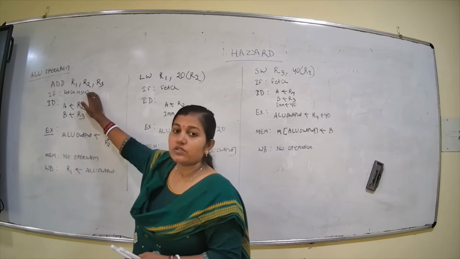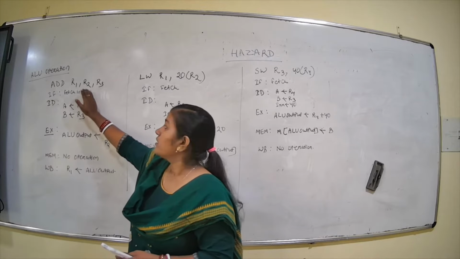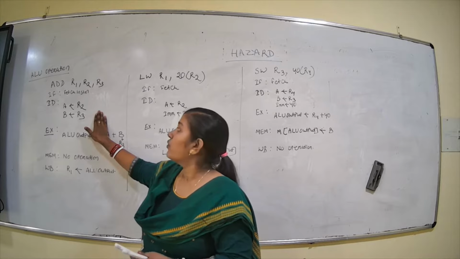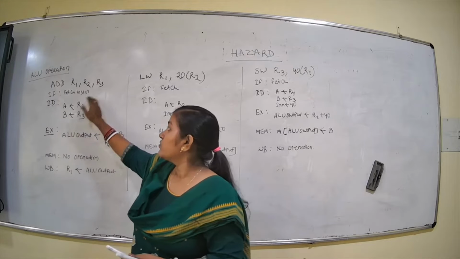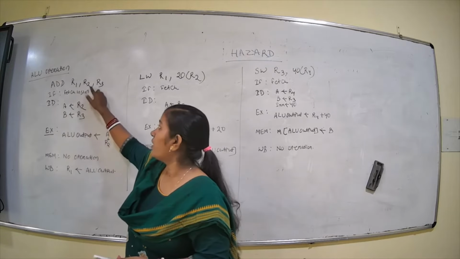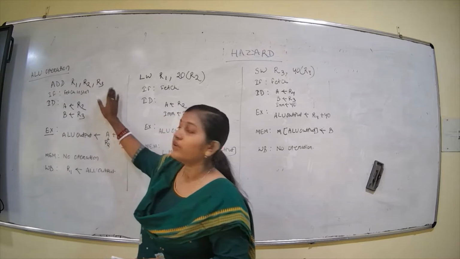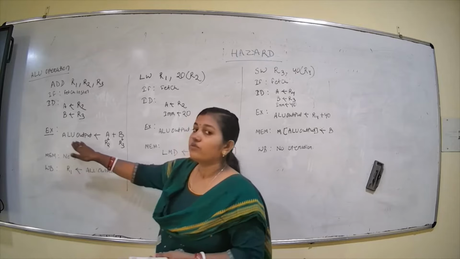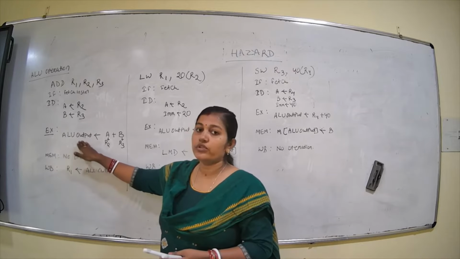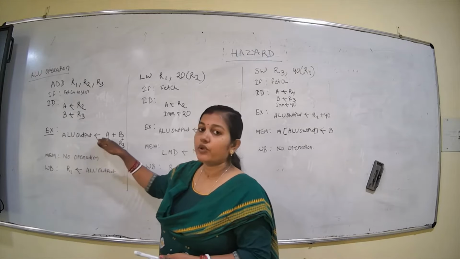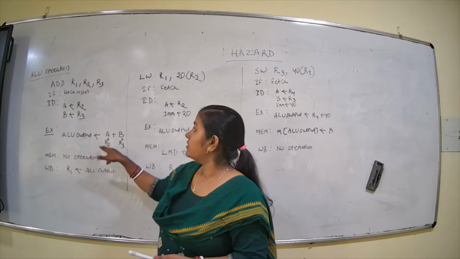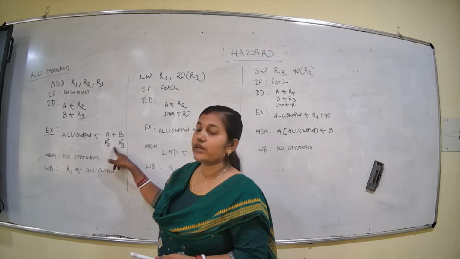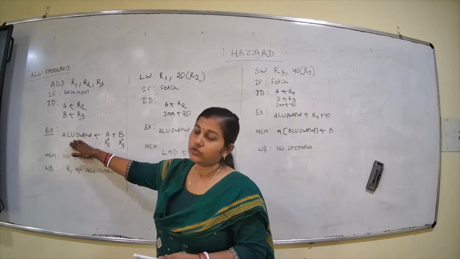In the fetch stage, we are fetching the instruction. In the decode stage, we are reading the operands, so A is equal to R2, B is equal to R3. Now in the execute stage, the ALU output is equal to A plus B. That means A is your R2, B is your R3, that means R2 plus R3, and it happens in the execute stage.